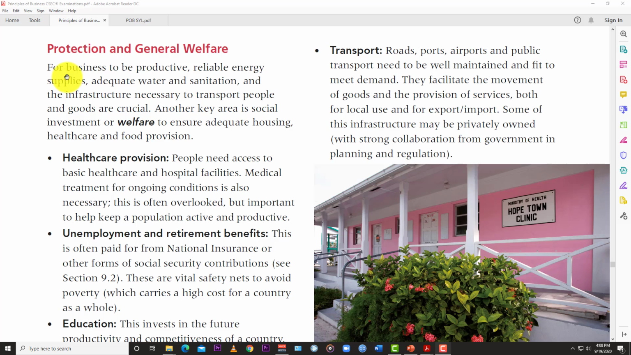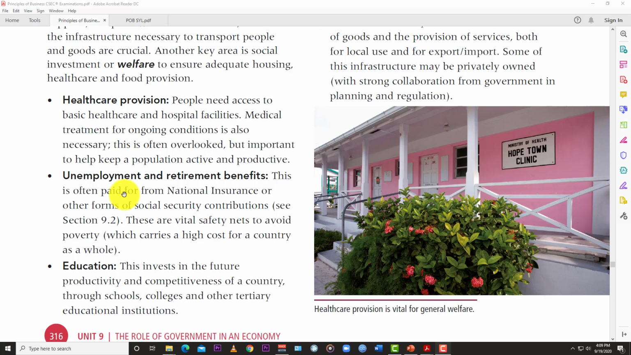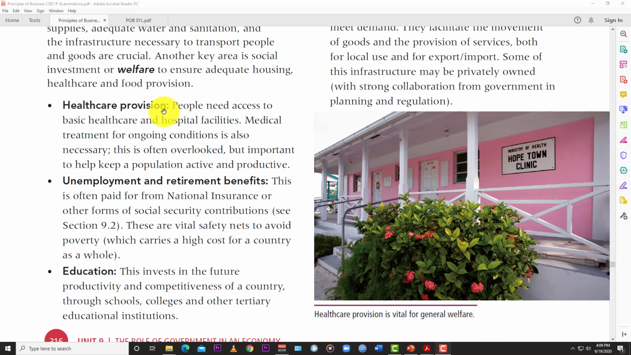What they have here: for businesses to be productive, reliable energy supplies, adequate water and sanitation, and the infrastructure necessary to transport people and goods are crucial. Another key area is social investment or welfare, to ensure adequate housing, healthcare, and food provision. So all these are what the government is also in charge of. They are the ones who are in charge of the healthcare system.